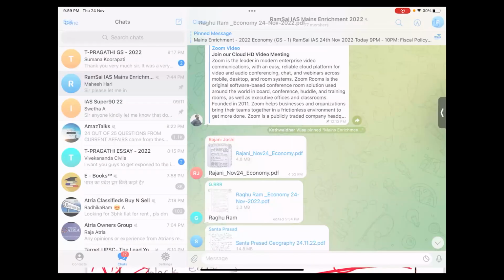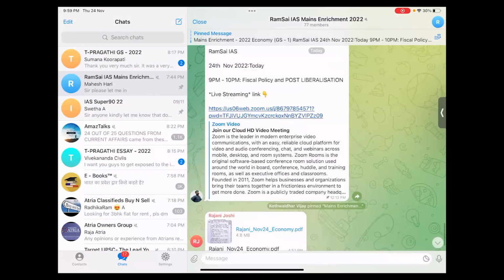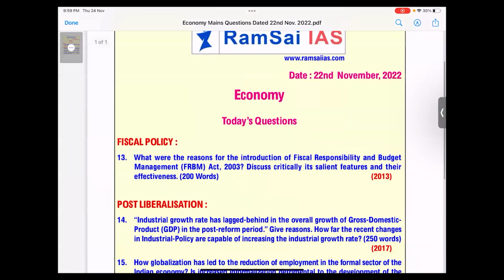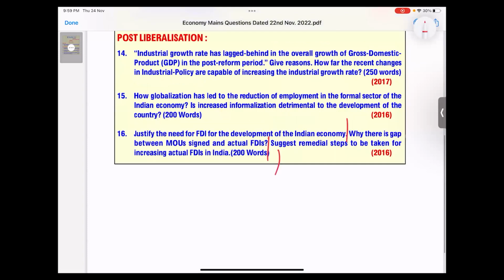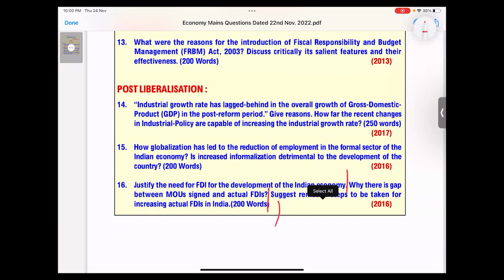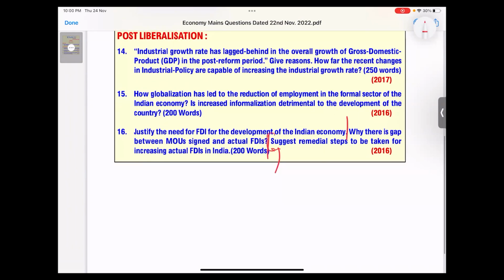Okay. See the last question. Justify the need for FDI for development of Indian economy. First part of the question. Why is there a gap between MOUs signed and the actual FDIs? Second, suggest remedial steps to be taken for increasing the actuals in FDI. You can see what you have written. Solutions written in the 14th and 15th question can actually be the solutions of the 16th question. Yes or no? You just take 2 minutes. I'll tell you.